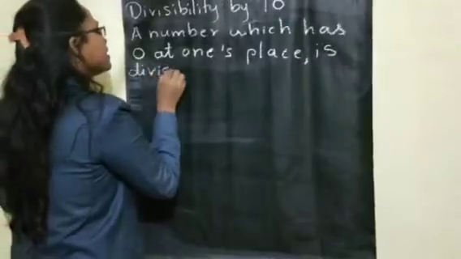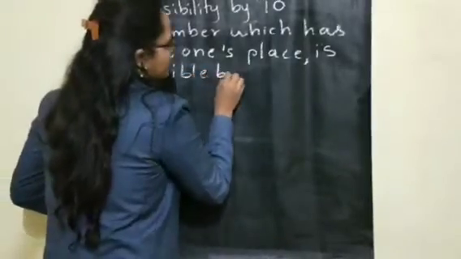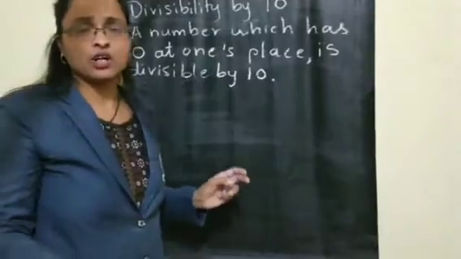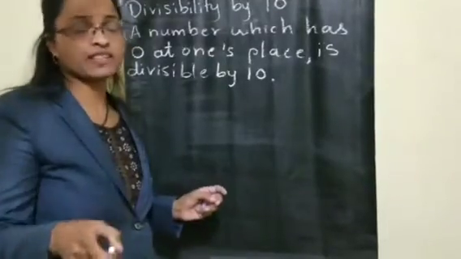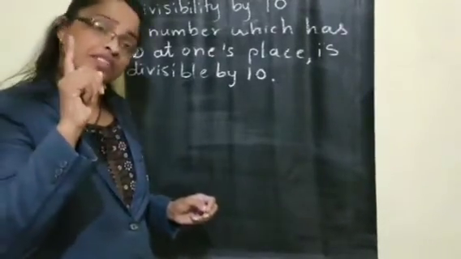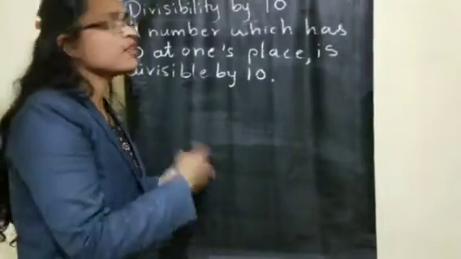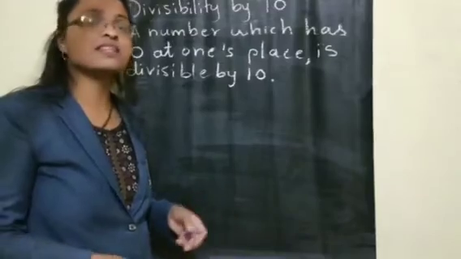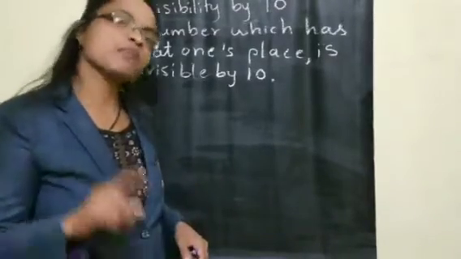Understood, children? By 10. It means whatever the big number is, children, you only have to observe the ones place, and if 0 is present in the ones place, then that full number is divisible by 10. If any other number is present in the ones place, then that number is not divisible by 10.